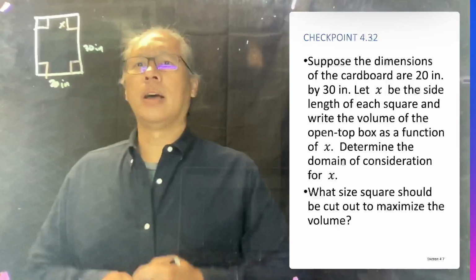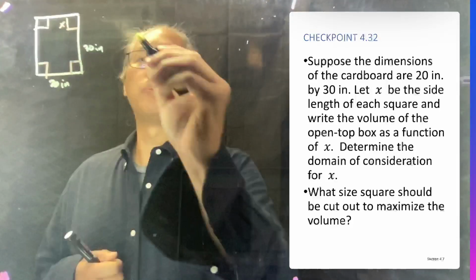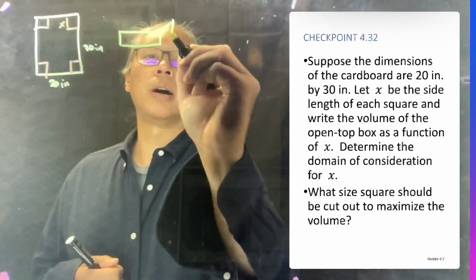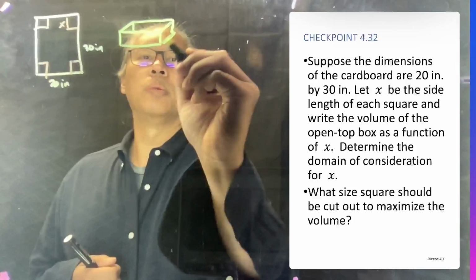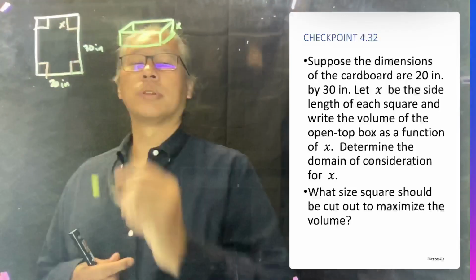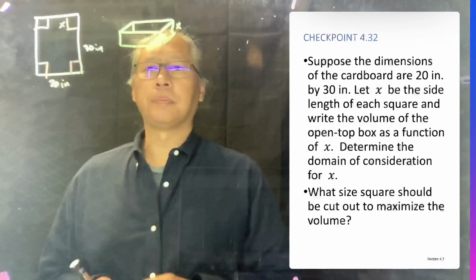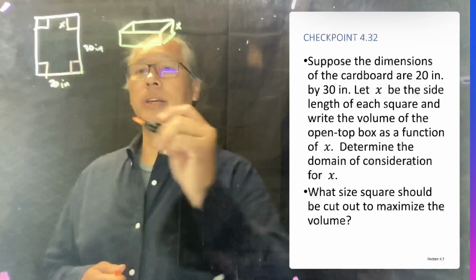Okay. Now the idea behind cutting this up like this is to create a box, an open top box. So your open top box would look something like this, where the height here, the thing that was cut off, was X. And so in terms of the domain of consideration, what should X be?